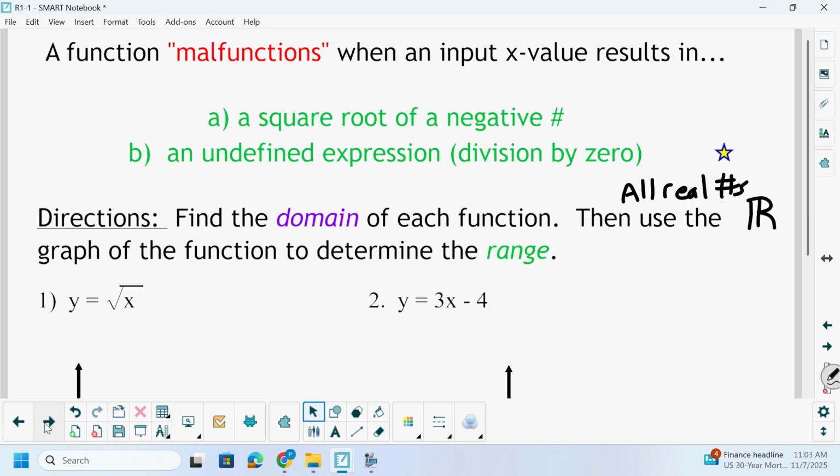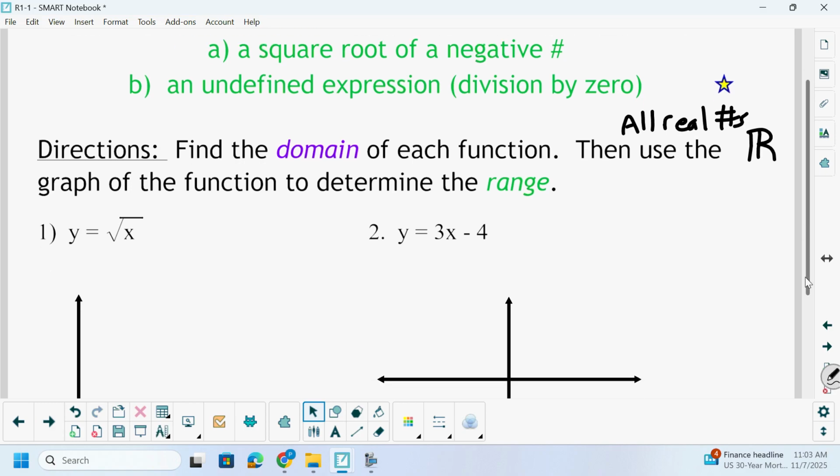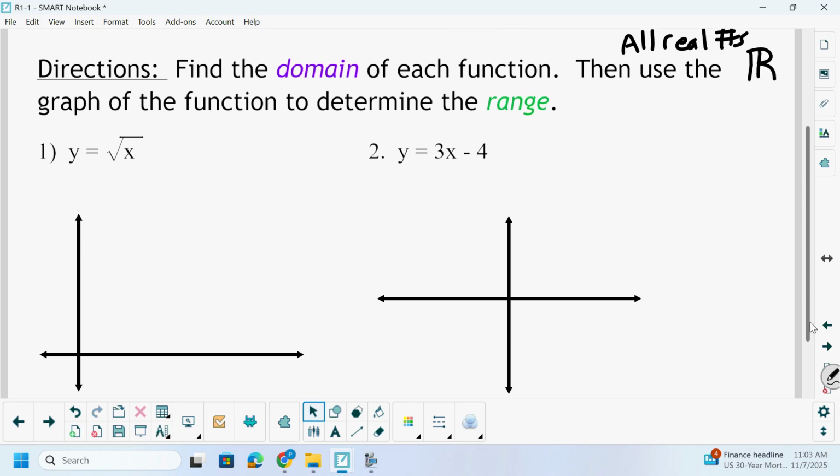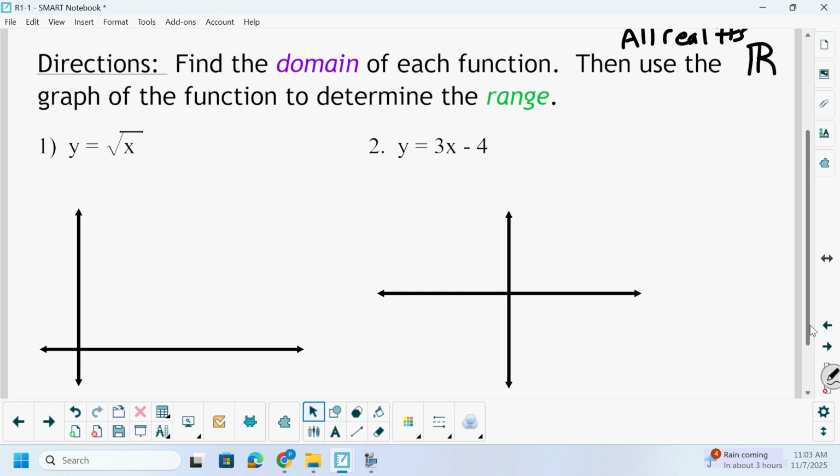So what we're going to do is we're going to see if we can figure out our domain. We're going to graph it, and then we'll figure out our range. So in this one, for the domain, we have a square root. So with a square root, you cannot have negatives underneath. So because we can't have negatives underneath, that means we can only have positives or 0. So you're always just going to take your stuff that's under the square root, and you're going to make it greater than or equal to 0.